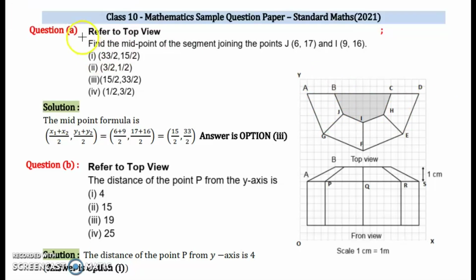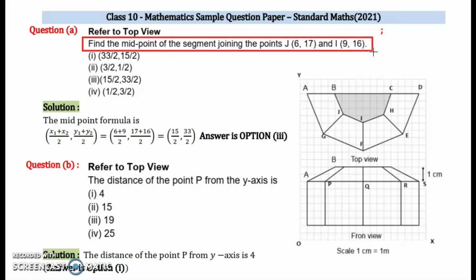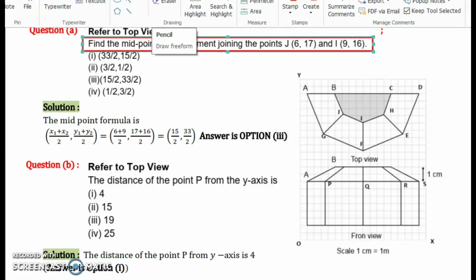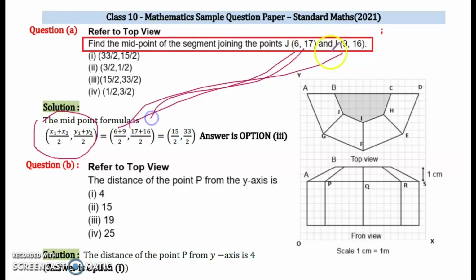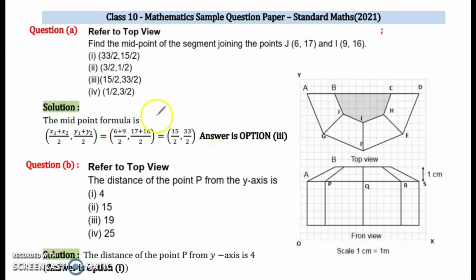The first problem says: find the midpoint of the line segment joining the points J (6, 17) and I (9, 16). Everybody knows the midpoint formula: (x1 plus x2) by 2, comma, (y1 plus y2) by 2. This is x1, this is x2, and in the same way y1 and y2, which gives 15 by 2 comma 33 by 2. Ultimately, our correct answer is the third option. It's a very simple problem.